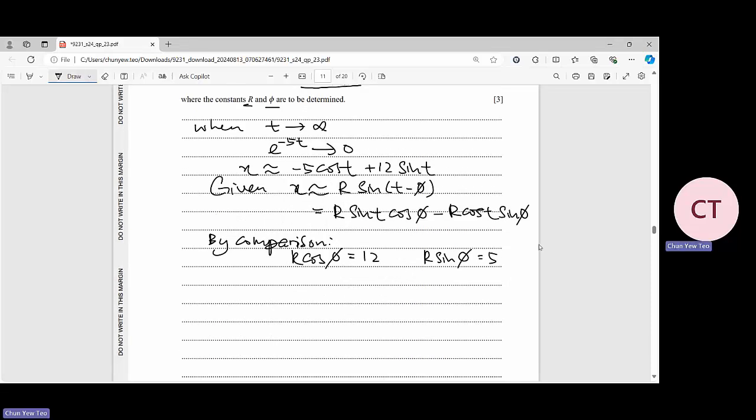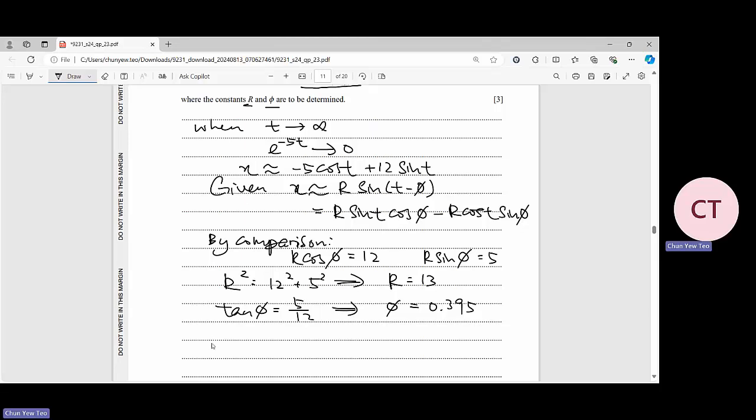Okay, so now what you need to do is to find the r square. Just take 12 square plus 5 square. Then it will give you r is equal to 13. Then your tangent phi is equal to 5 over 12. From here, you can find your phi in terms of radian. It will be 0.395. Okay, done. This will be your answer for the phi and r.